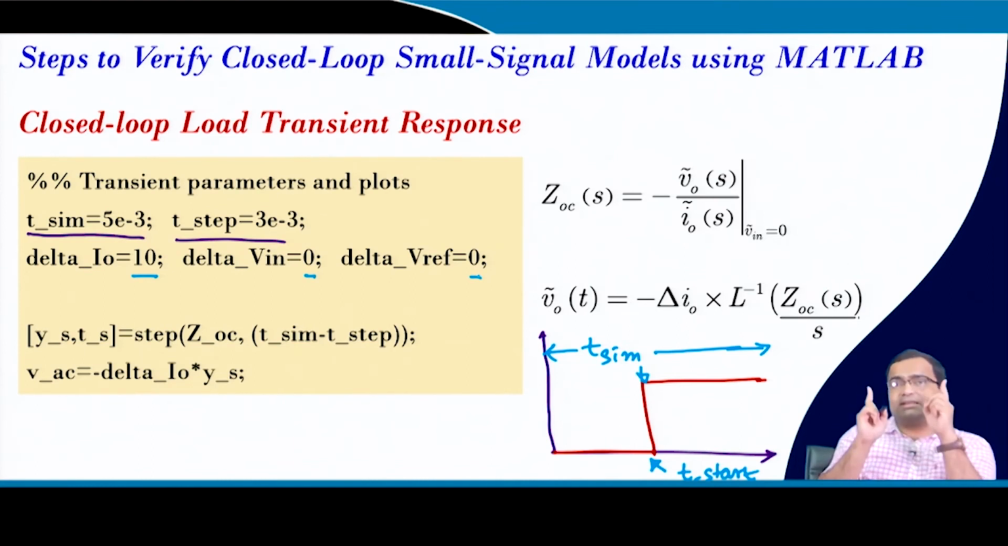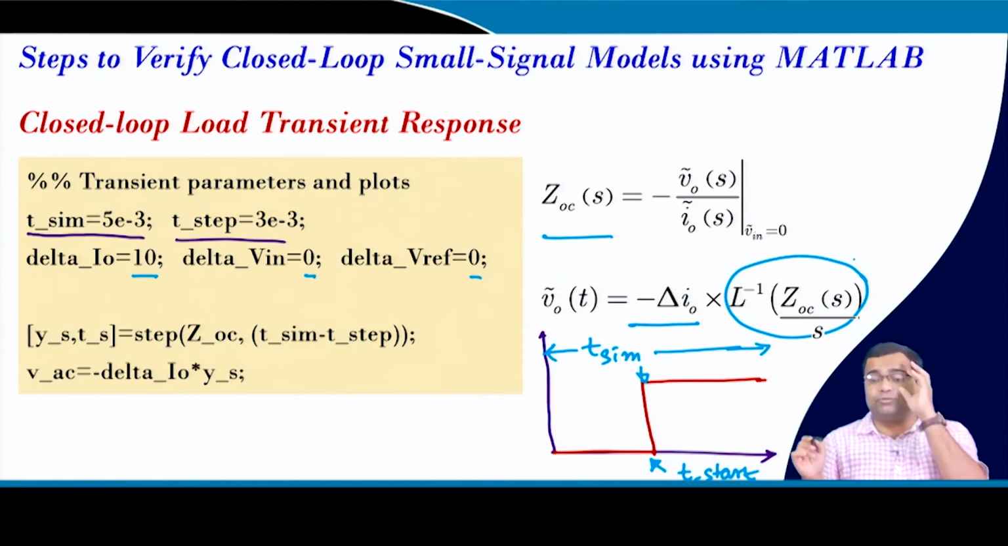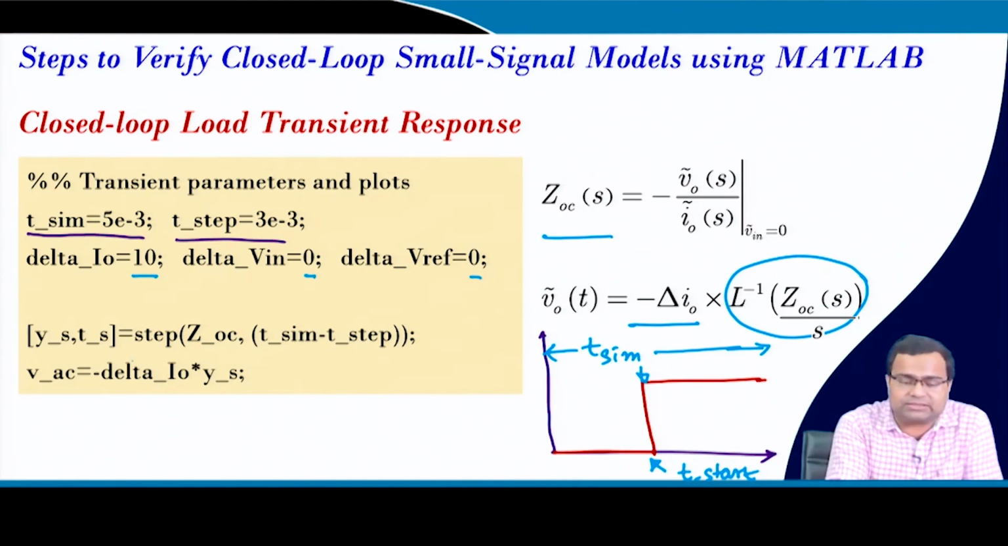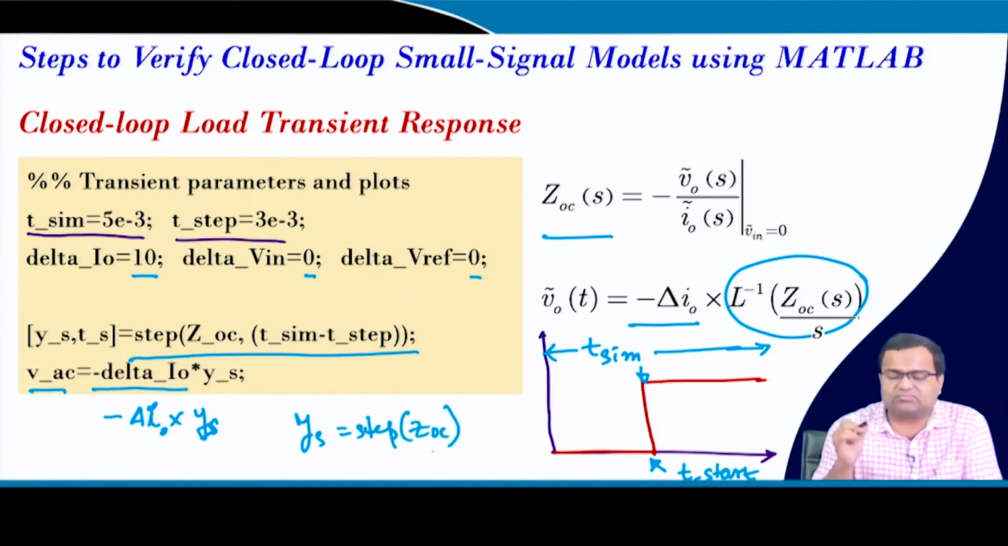So, I want to measure the load transient response by closed loop output impedance. That means it is minus load step size and the step response of the closed loop output impedance, which is the inverse Laplace. The AC response will be minus delta I0 into my Y of S, where Y of S is my AC response. What is my Y of S? It is the step response of my ZOC. So, it is a unit step response.